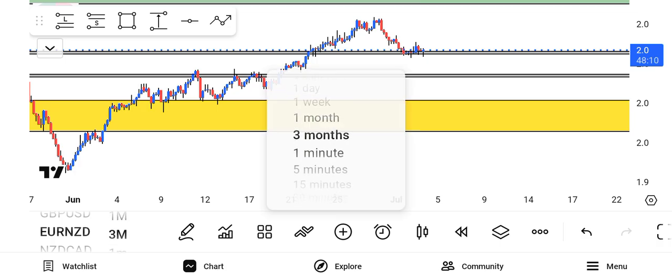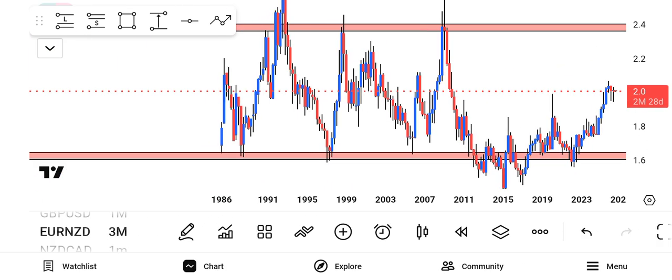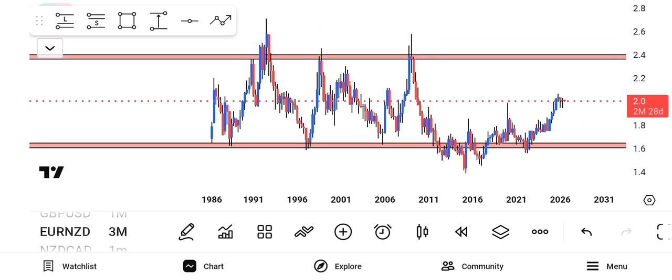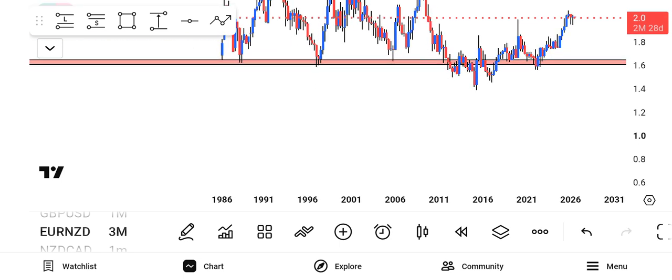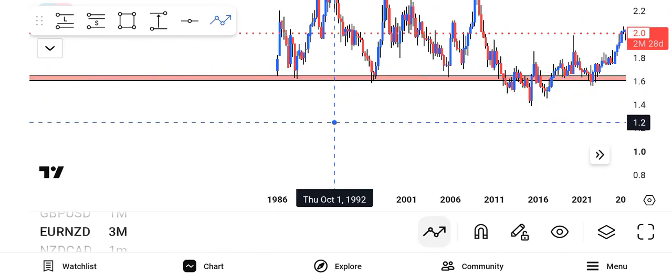Okay. Euro NZD. Let's start from 3 months. Let me try and make this real quick. Euro NZD. Now this one's a little bit tricky. Where is the most obvious one? You can see there's a buy. This one even is very okay.